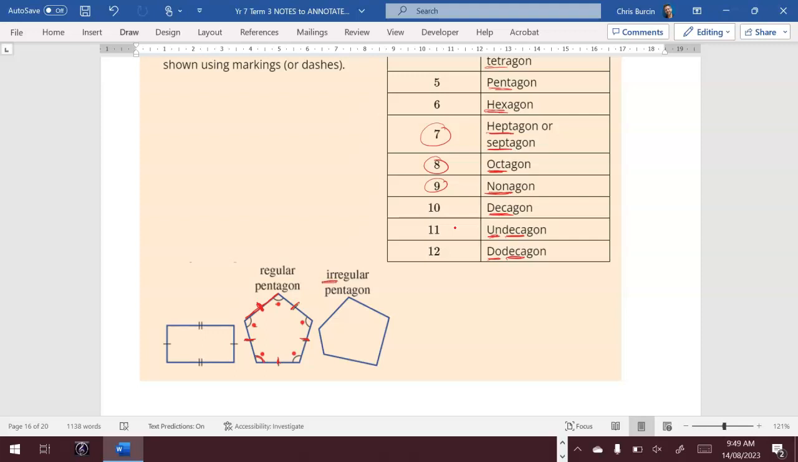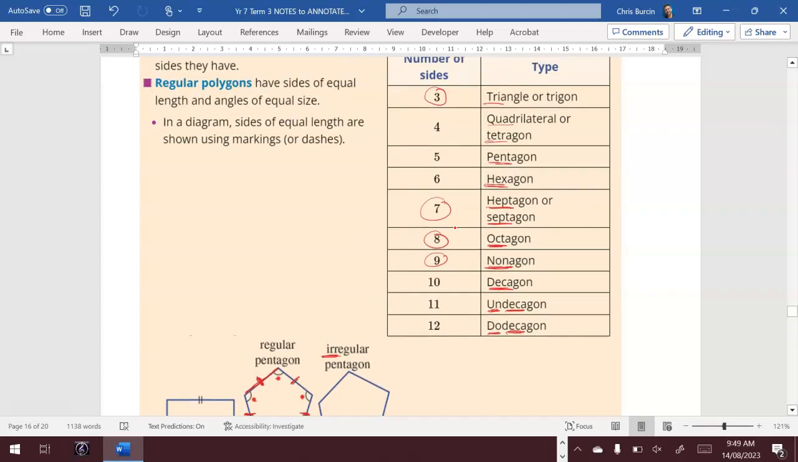Why is this one an irregular pentagon? Yep, at least one side is not equal to the others. Even if these two happen to be equal to each other, the others are all over the place. So that's irregular.